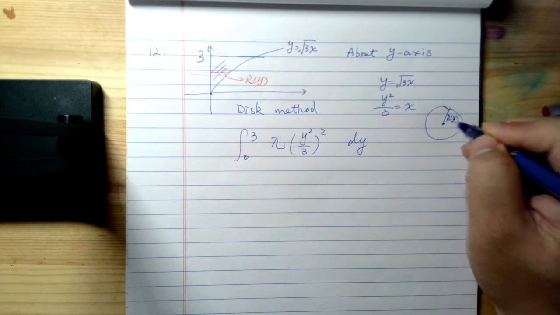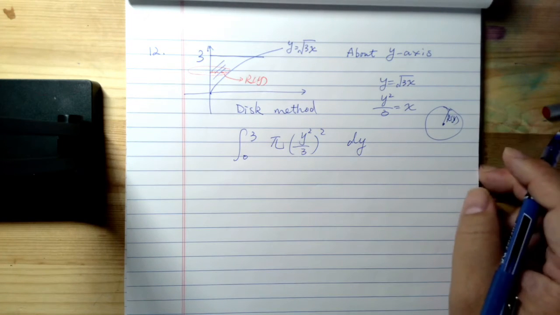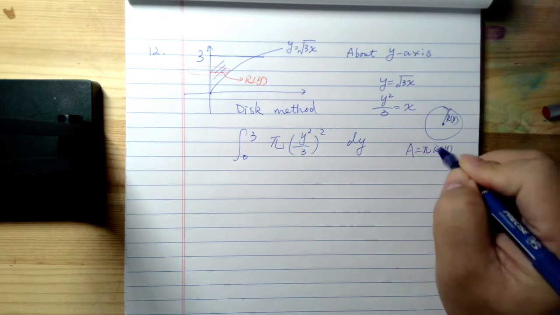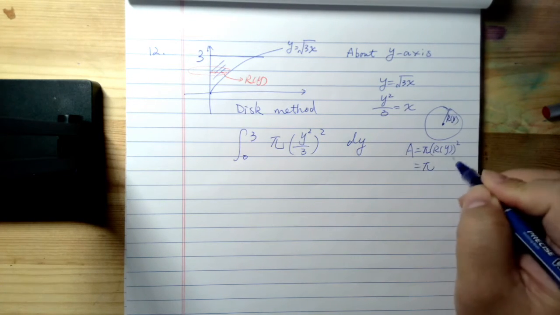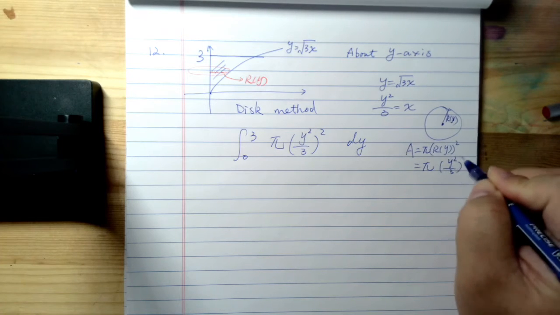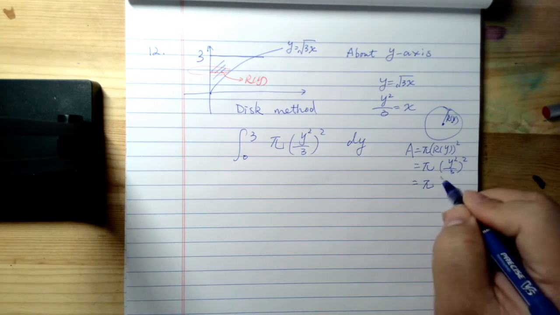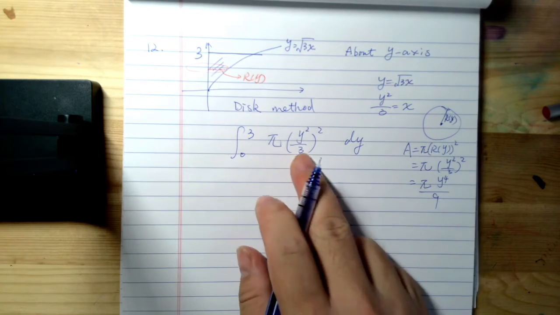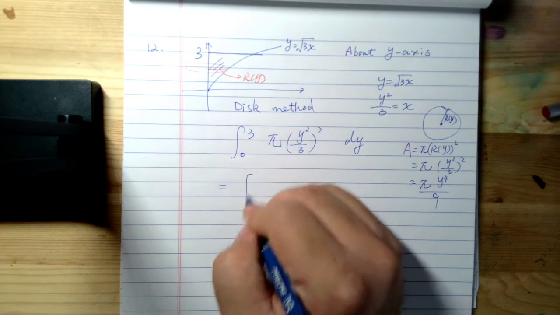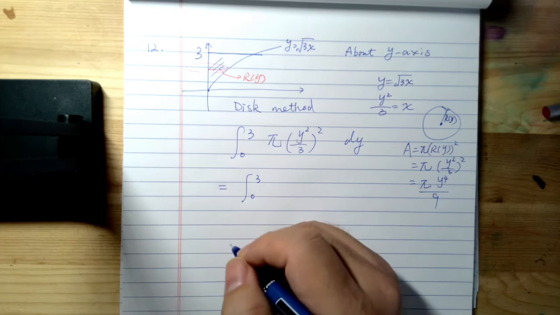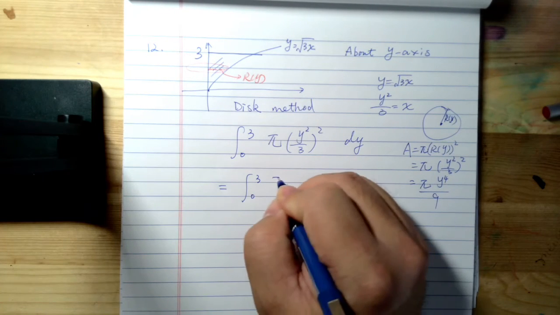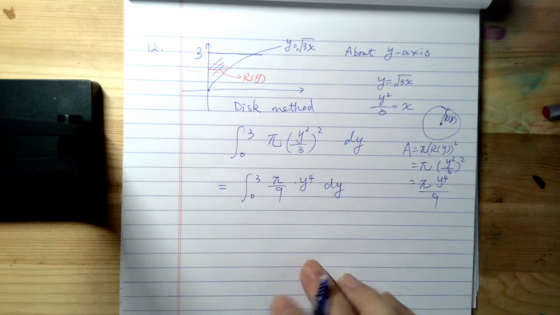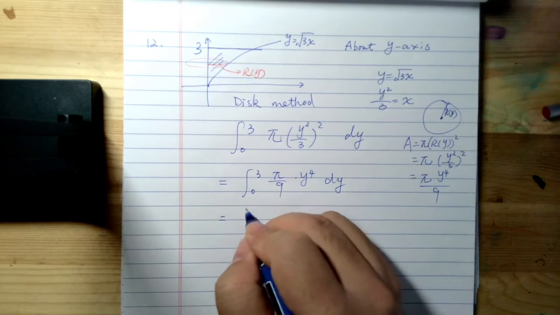Okay, of that disk. So the area is pi times capital R(y) squared, which is pi times y squared over 3, then squared, which is pi y to the power fourth over 9. Okay, which is already here. And then this integral becomes pi over 9, y to the power fourth dy. Okay, so we can just evaluate this.